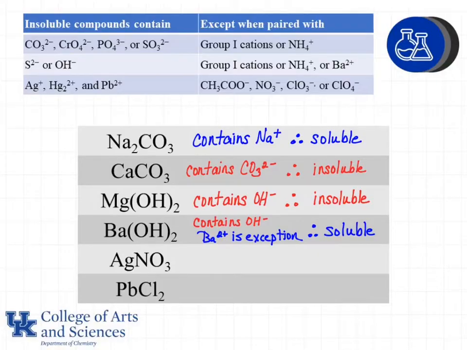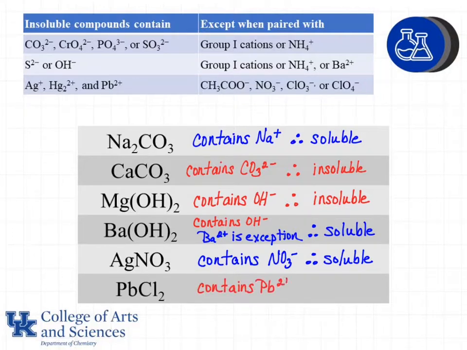AgNO3, or silver nitrate, contains the nitrate ion. Remember from our solubility rules on the previous slide, if it contains nitrate, it's always going to be soluble. We also see this in the last row of the table, that silver compounds are generally insoluble, but when paired with nitrate, we get a soluble compound. PbCl2 contains Pb2+ ion, and we see that Cl- is not one of the exceptions listed on the right column, therefore this is going to be an insoluble compound in water.